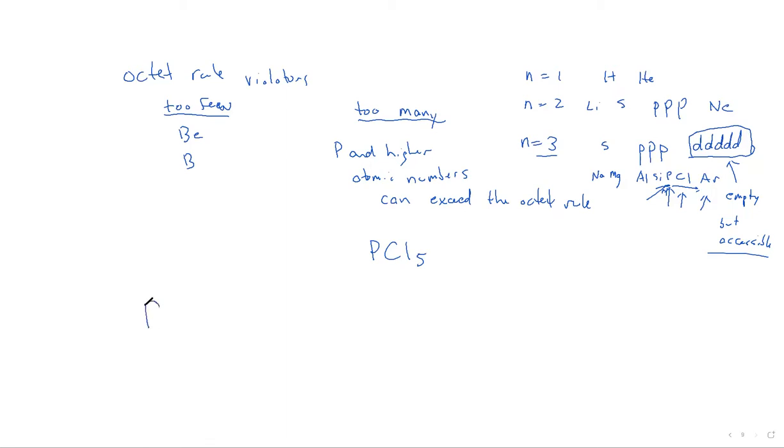PCl5, let's do the Lewis dot structure. I'm going to put phosphorus in the middle. I'm just arranging it this way because I know how to arrange them. And then we count valence electrons. Phosphorus has 5. And then 5 chlorines is 5 times 7 is 35. 40 valence electrons. 1, 2, 3, 4, 5. I use 10. I have 30 left. Complete the octets.